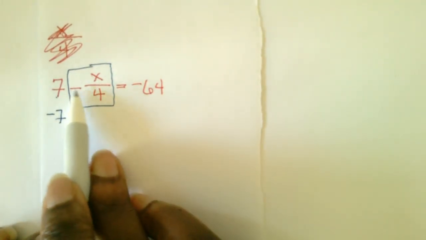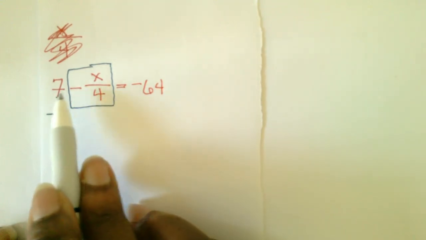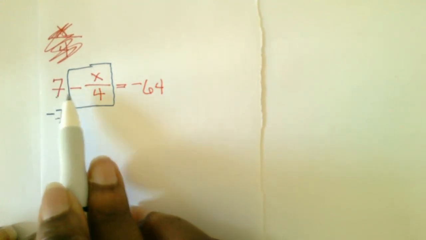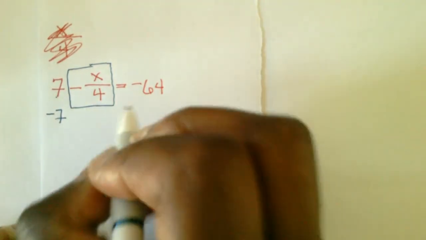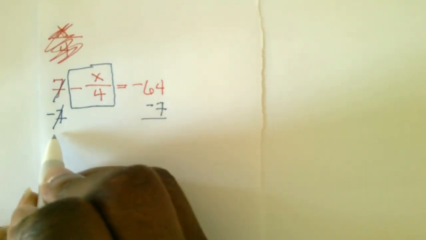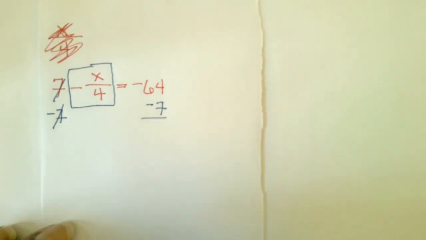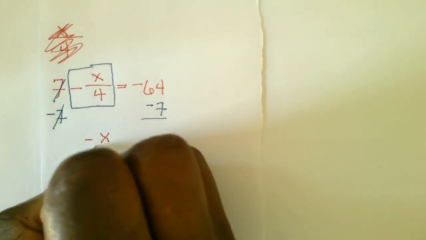Because this minus sign is acting as a negative for this ratio. Okay, that's important. A lot of people tend to switch it up and say, oh, that's a negative 7 because there's a negative sign. No, the negative signs are always on the left. So if we subtract 7 on both sides, 7 minus 7 gives me 0. I don't need that placeholder because I still have my negative x over 4 over here.